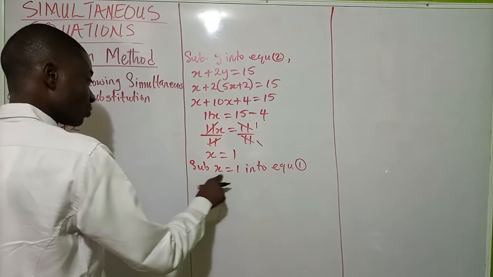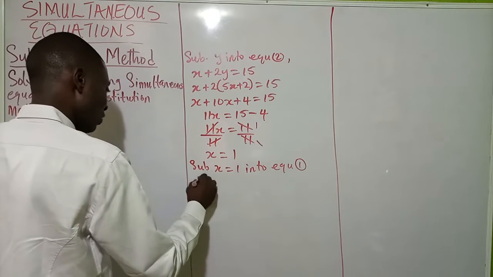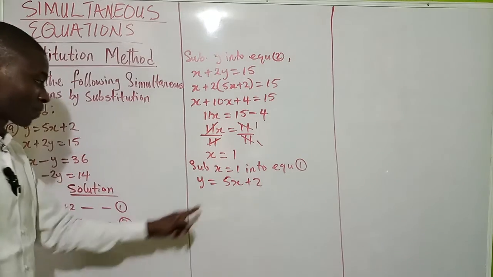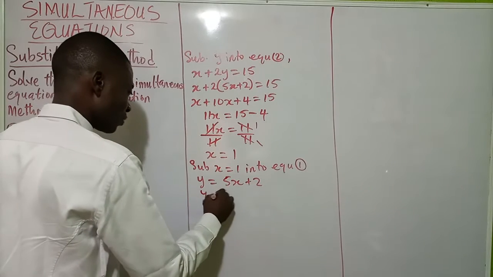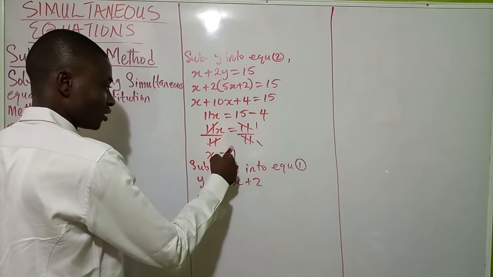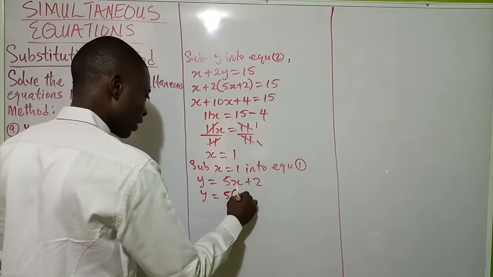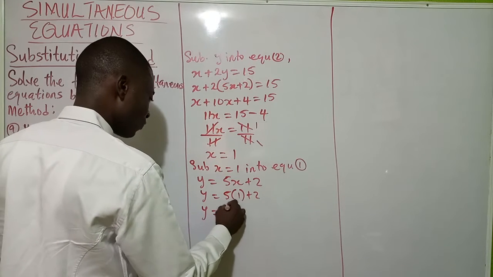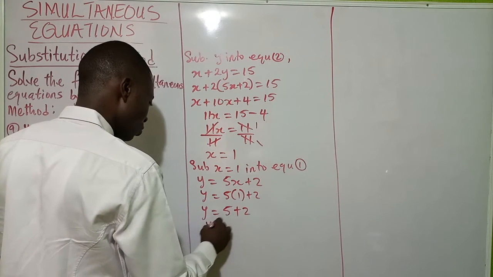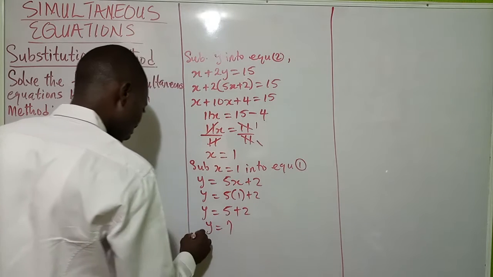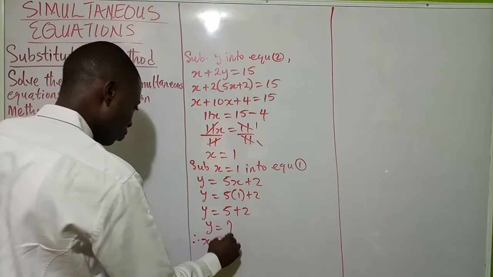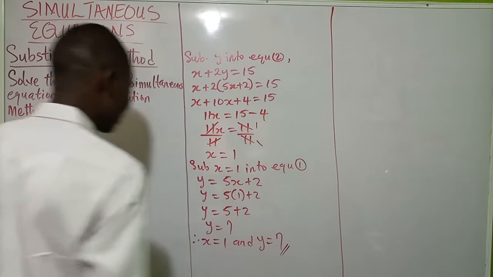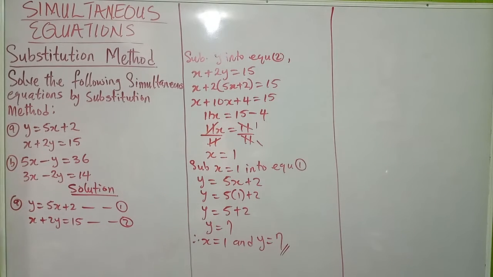So let's do it now. Substitute x equals 1 into equation 1. What is equation 1? y equals 5x plus 2. So y equals, wherever I see x, I'm going to change it to 1. So it's 5 bracket 1 plus 2. y equals 5 times 1, which is 5, plus 2. y equals 7. So therefore, x equals 1 and y equals 7. That is it. Very simple, not difficult.